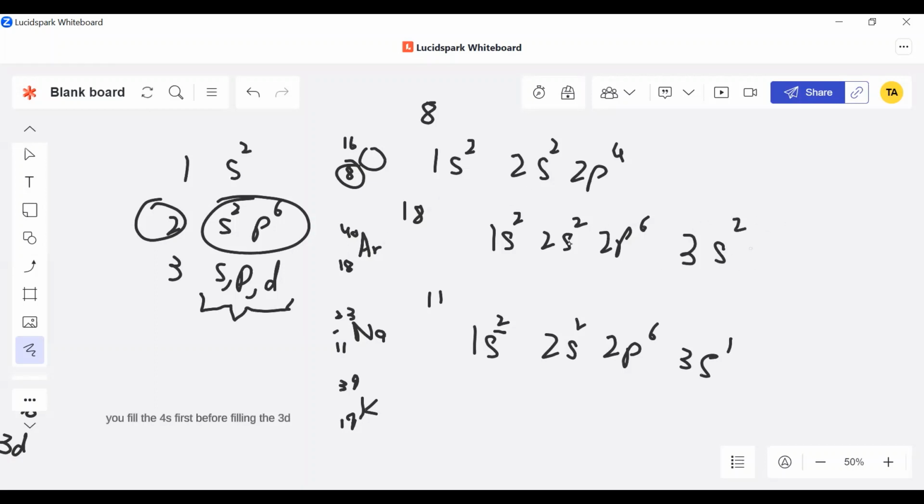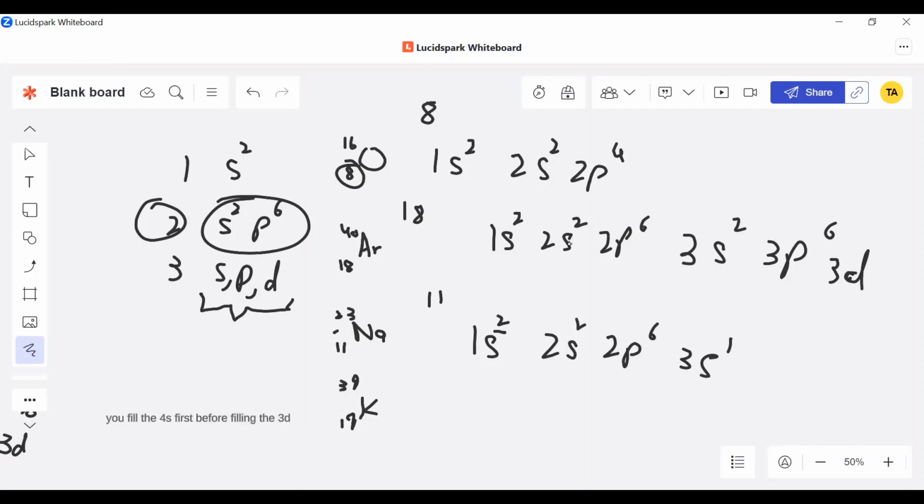Now I'm left with 6 electrons. So I write 3p and I write 6. So 10, 12, and then 18. So this is the complete electron configuration. So 3p6. Now, what if there was more electrons? What if there was 3d as well? So this will come here.